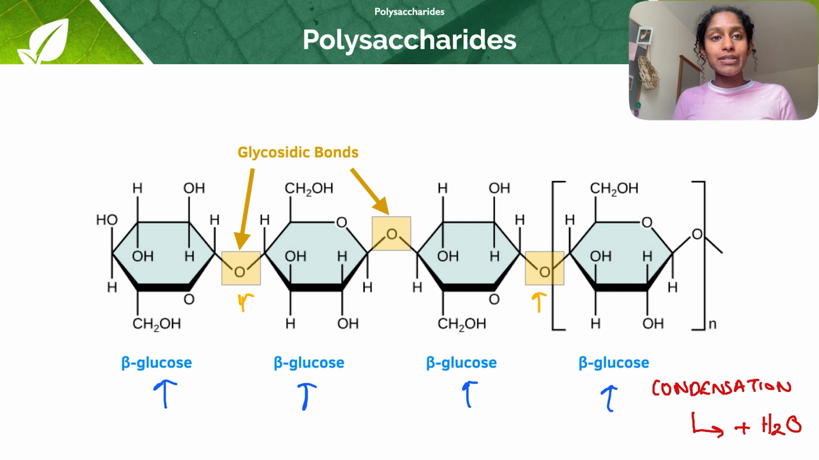And a way that we note this down is we draw out the units of monosaccharides and we put a bracket around the final one and write the letter N, because there's an N number of monosaccharides that make up this polysaccharide, whether it's 5 monomers of beta-glucose or 20 or 2000. So N denotes how many monosaccharide units are used to form our total polysaccharide.